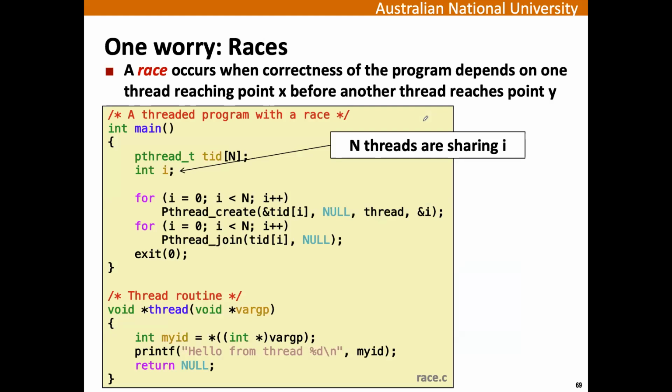There's a couple of things that I want to finish off. We have looked at races before. Let's look at them once again. A race occurs when the correctness of the program depends on one thread reaching point X before another thread reaches point Y. This is more like you're depending on the temporal properties of the machine to ensure correctness.